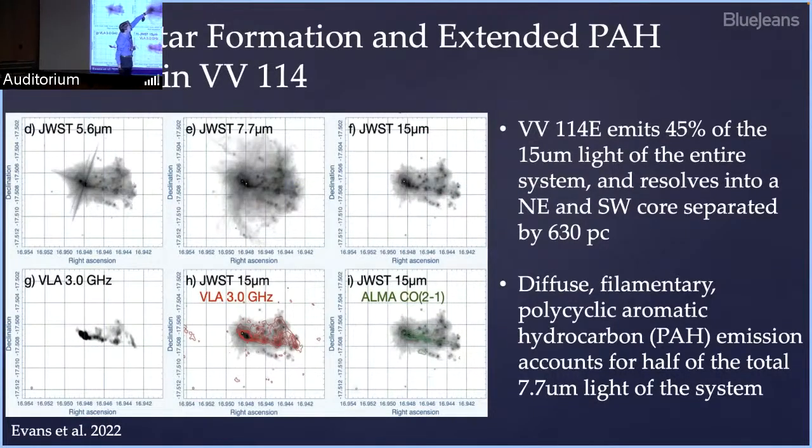We see this massive diffuse component in the 7.7 micron, which is very different than the 5.6 micron. So we see that 45% of the total 15 micron light is emitted from these 2 cores that are separated by only a couple hundred parsecs. So this eastern nucleus is actually composed of 2 separate cores.